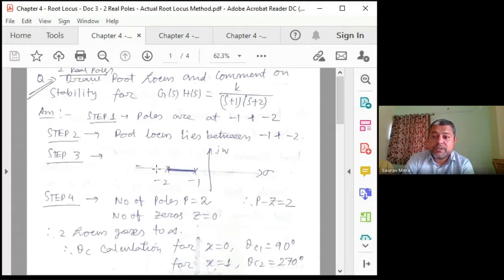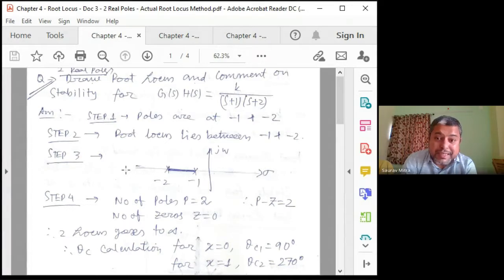So what is the rule? The rule is, if you want to check whether any point on the real axis is on the root locus or not, the total number of poles and zeros on its right side should be an odd number. If the total number is odd, that point is on the root locus. Check any point here: -2, -3, -6, -7. The question is, are -7, -3, -4 or -4.5 on the root locus?